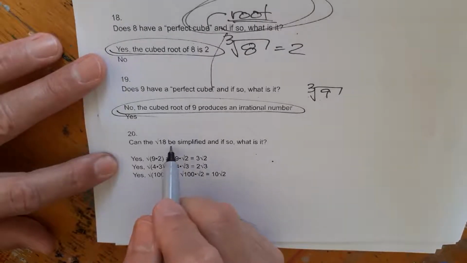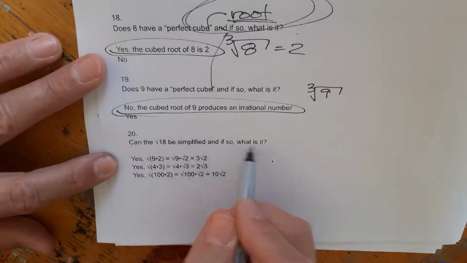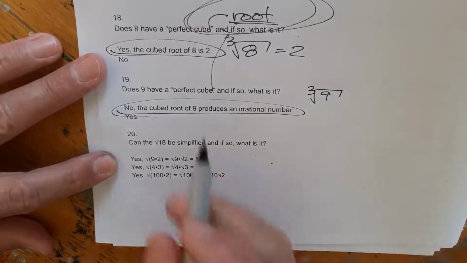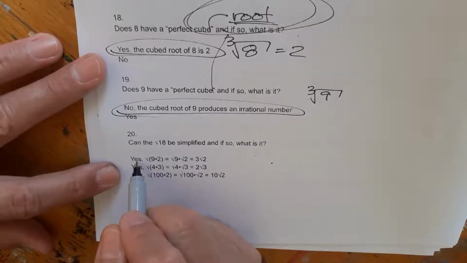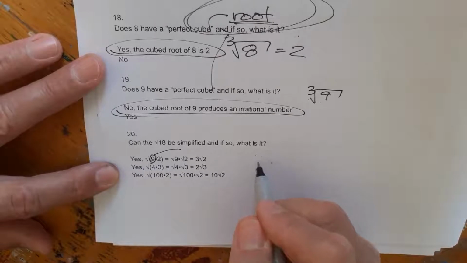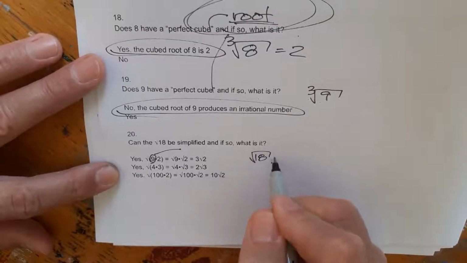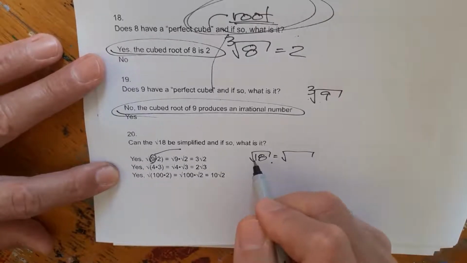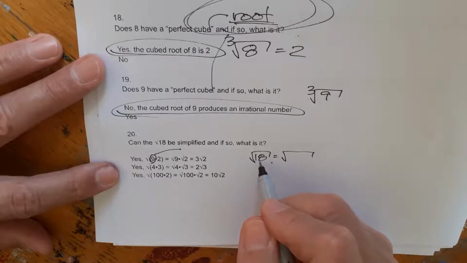Can the square root of 18 be simplified, and if so, what is it? So, this is kind of nice. They give us yes for all of them, so we know the answer is yes. The question is how. We're looking for a perfect square inside of 18. By the way, we can call a square root symbol a radical symbol. So it can be called radical 18 right here, or square root of 18.